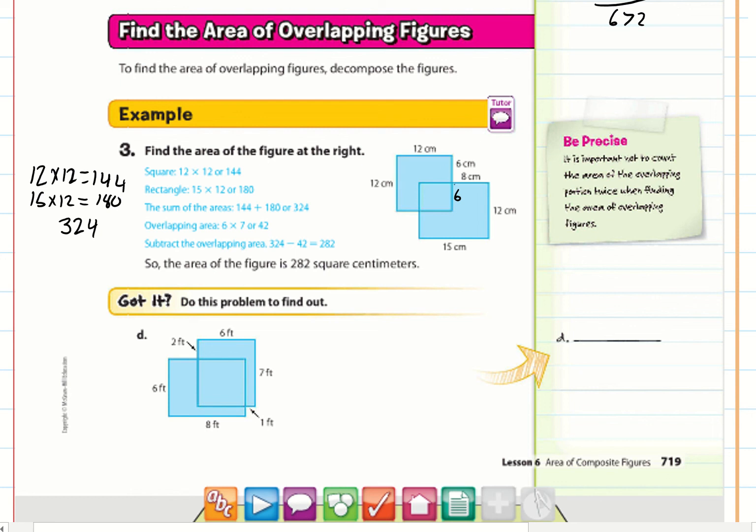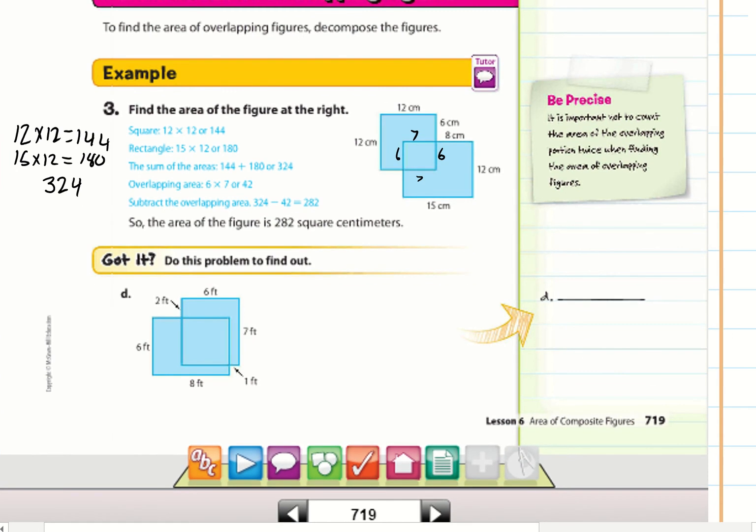Now we need to find the top. If this is 8 and this is 15, that means this dimension is going to be 7. So there are the dimensions of my small rectangle. So I have 7 times 6 equals 42. So I'm going to take 42 and subtract that to get my answer. So that's going to be 2. 12 minus 4 is 8. And then 2. So you get 282 centimeters squared.